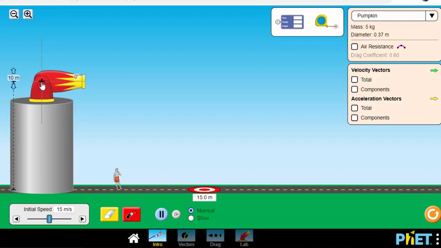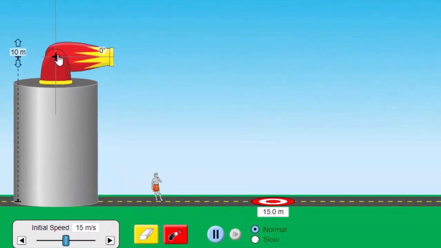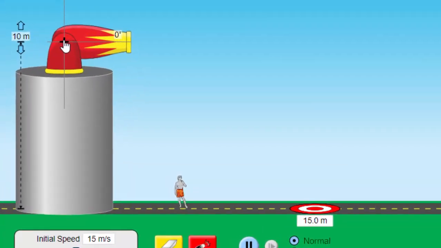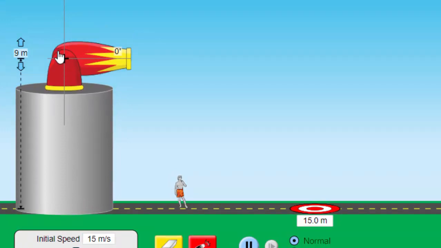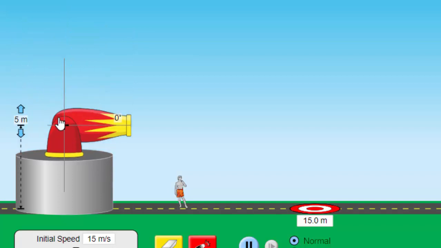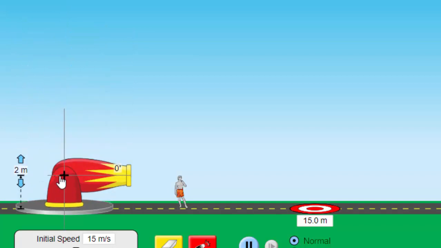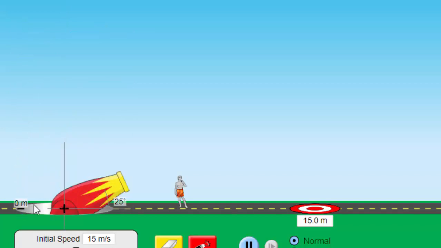So for the height to be at 0, we have to drag the cannon downward, and you can see the height reading on the left. So I'm going to drag it until we get it to 0 meters, so make sure it reads 0 meter here, so that's height of 0.